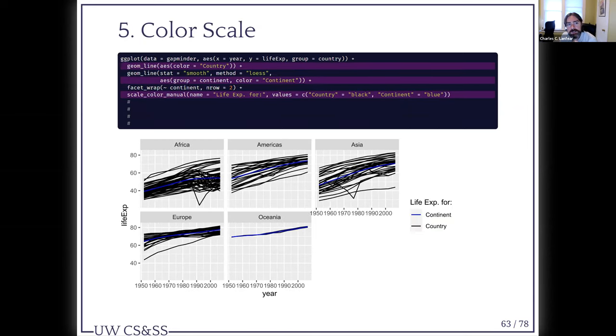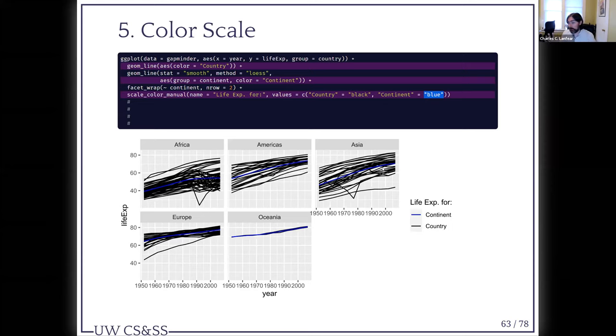What I do is I say aes color equals "country". Notice this is quoted. I'm not mapping it to the country variable. I'm instead mapping it to the word country. This is going to make geom_line go down to scale_color_manual and look for something named country, which is mapped to black. So for the geom_line of the individual countries, it sees black and assigns the color black. For the geom_line that's grouped on continent, I've assigned color to the word continent. It looks into scale_color_manual, finds continent, and then draws a blue line.